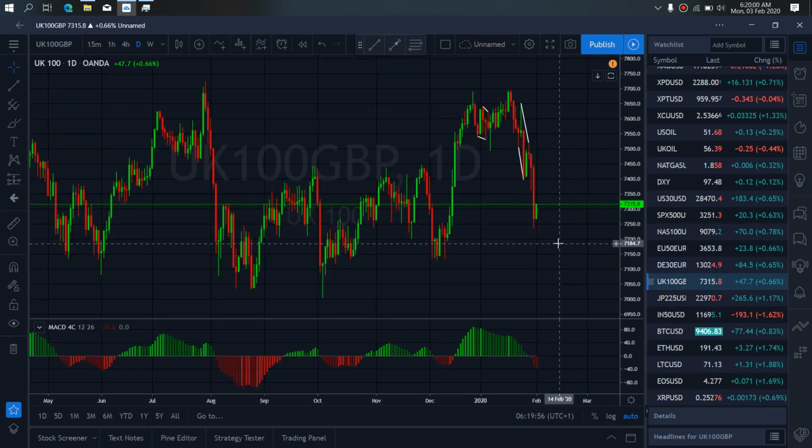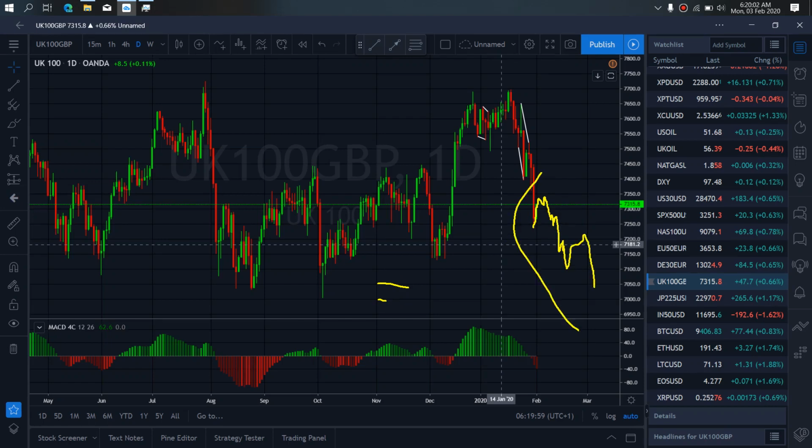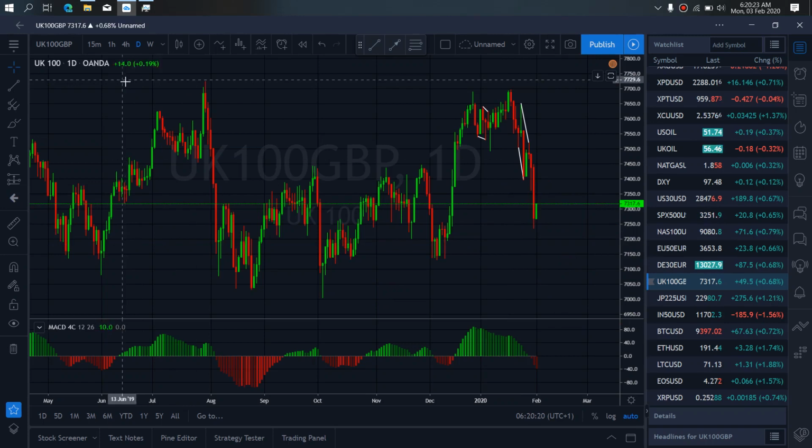Sales on UK 100 for this week. UK 100 has been dropping down aggressively, so we want to watch them after this upside correction they are making right now. We expect them to drop further down this week towards this low and this low. So we want to watch out for those this week. Sales on UK 100 this week.